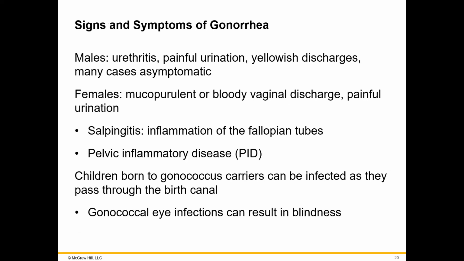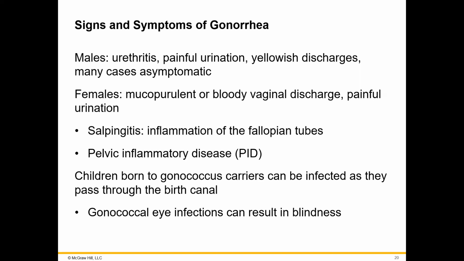All right, moving on to gonorrhea. Gonorrhea in males, a lot of cases are asymptomatic, but if a male has symptoms, we'll have painful urination and some yellow discharge. With females, this is a mucopurulent or bloody vaginal discharge. So normal discharge would present as pussy or bloody and could result in painful urination. Much more common to see signs and symptoms associated in females than in men in gonorrhea.